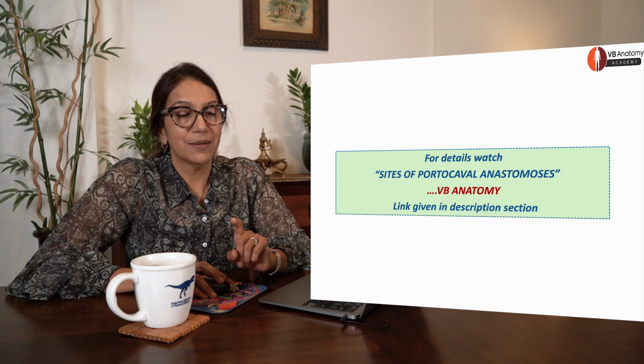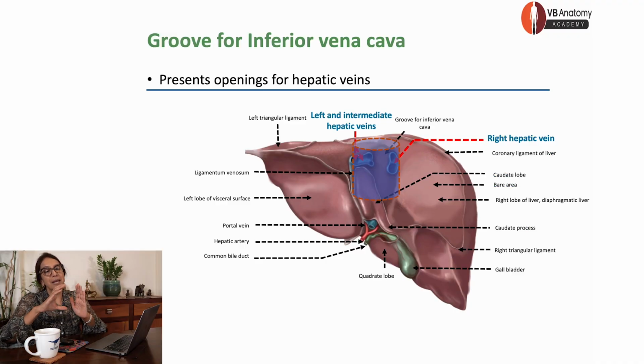Do not miss that. Okay, so continuing, so we got the bare area in place, triangular area, superior layer of coronary, inferior layer of coronary ligament, apex formed by right triangular ligament, base formed by inferior vena cava.